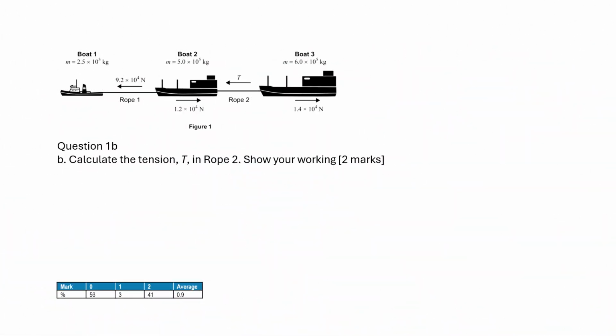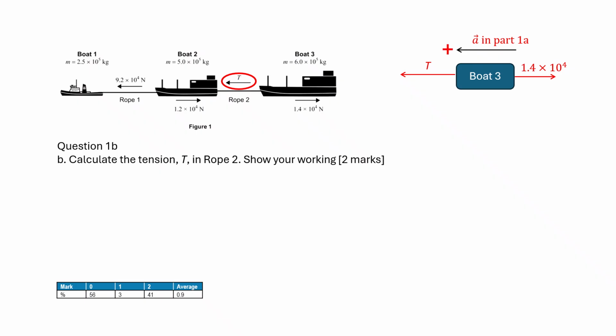To find the tension force acting on boat 3, we first isolate it from the system and draw its free body diagram. For simplicity, we'll define the direction of acceleration as positive. The net external force on boat 3 is then calculated as the tension force minus the resistance force. Since boat 3's acceleration is the same as the system's, which was calculated previously, we can use Newton's second law to determine the tension.